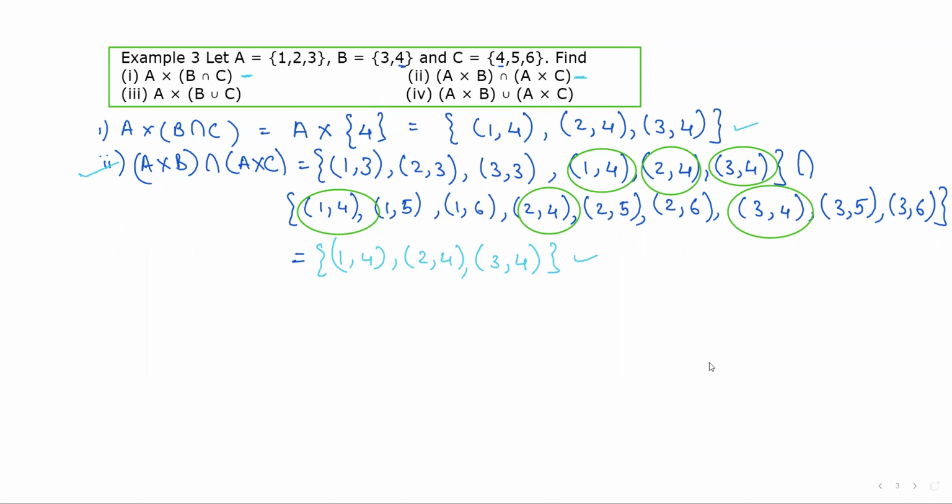If you observe further, you can find that the distributive property is used. A cross (B intersection C) can be written as, opening this bracket, A is common for the bracket. So A cross B, with the middle sign intersection, A cross C, which is exactly the second value that you were asked to calculate. So here the distributive property follows between the first and second examples. Let's calculate the third and fourth examples.